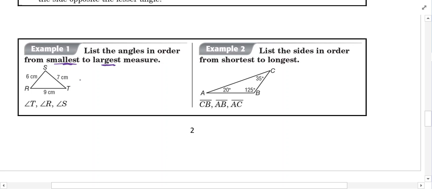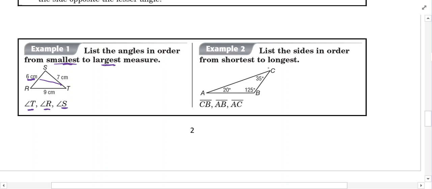So the smallest side on this is side 6. Opposite is angle T. So angle T is the smallest one. 7 is not the largest, it's the in-between side, that's opposite angle R. And the angle that's opposite the largest side is S.